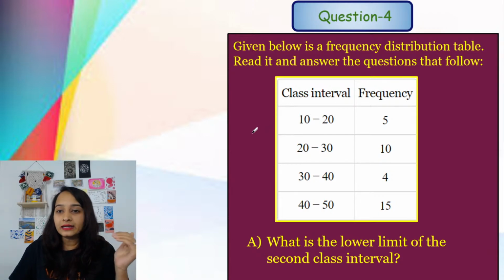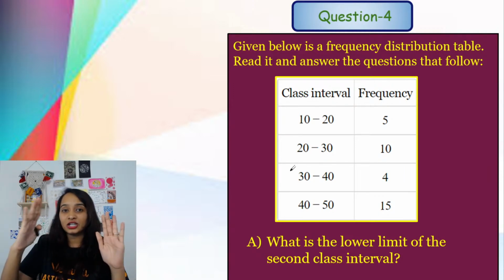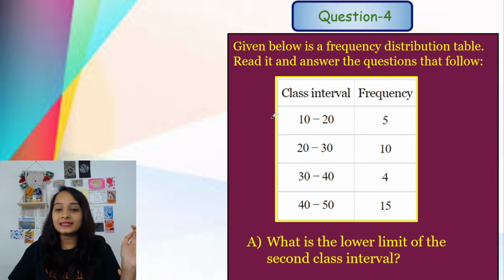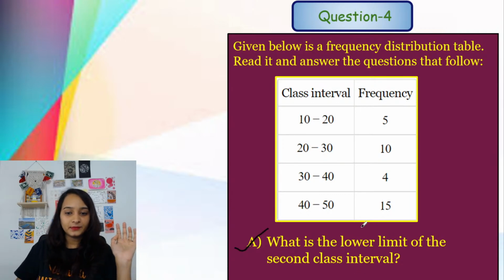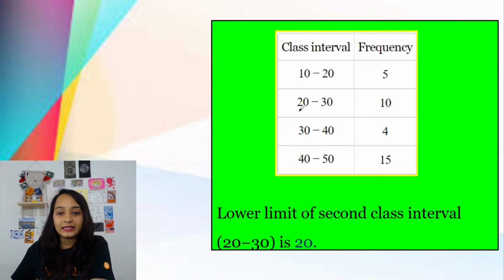Now let's move on to a similar question of continuous data under histogram. So this is a frequency distribution table. Whenever I say frequency distribution table, what is the first thing that should come to your mind? Histogram, continuous data. So here class intervals are given, frequency is given. So now you tell me, what is the lower limit of the second class interval? Lower limit. Awesome. So the second class interval is this one, and the lower limit of that is 20.